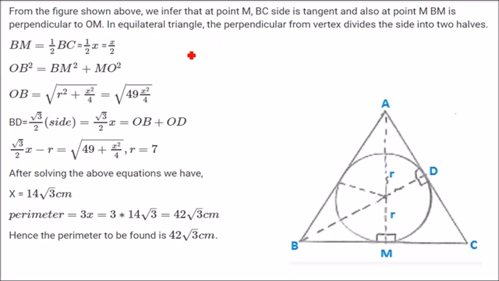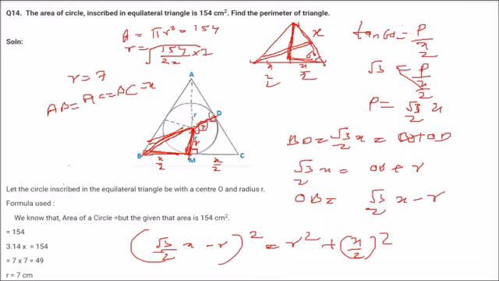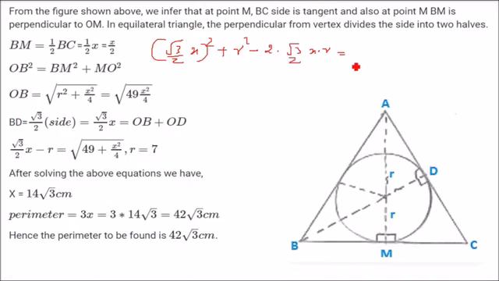I'll just open this equation. So (root 3 by 2 x minus R) whole square. So (root 3 by 2 x) whole square plus R square minus 2 into root 3 by 2 x into R. And this is equal to what? (x by 2) whole square. That is this one. This we have already opened. This is R square and this is (x by 2) whole square.